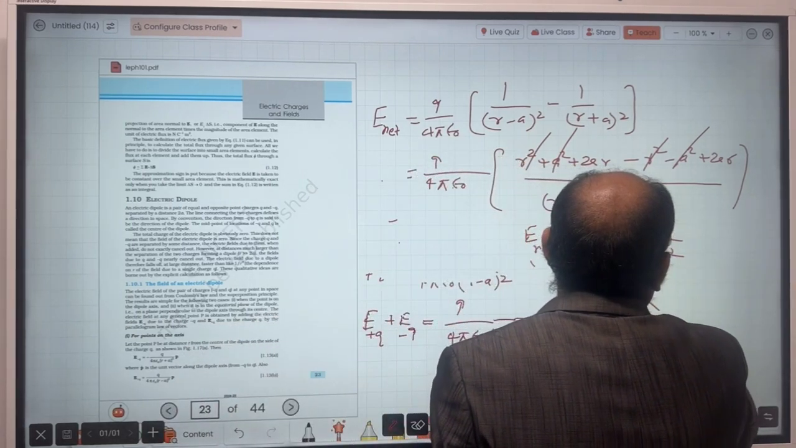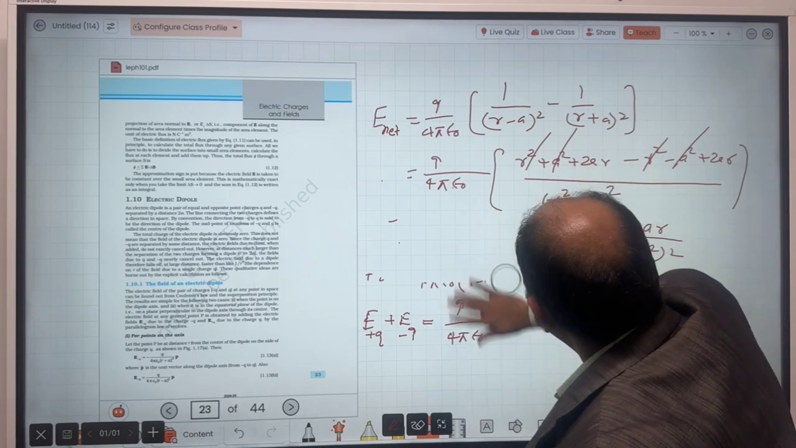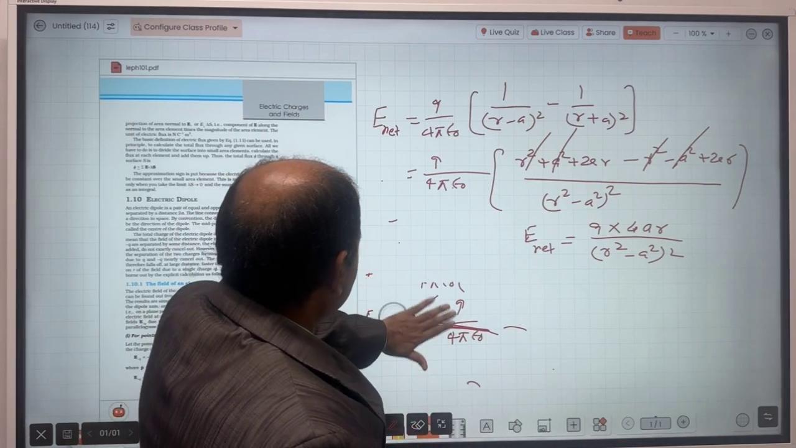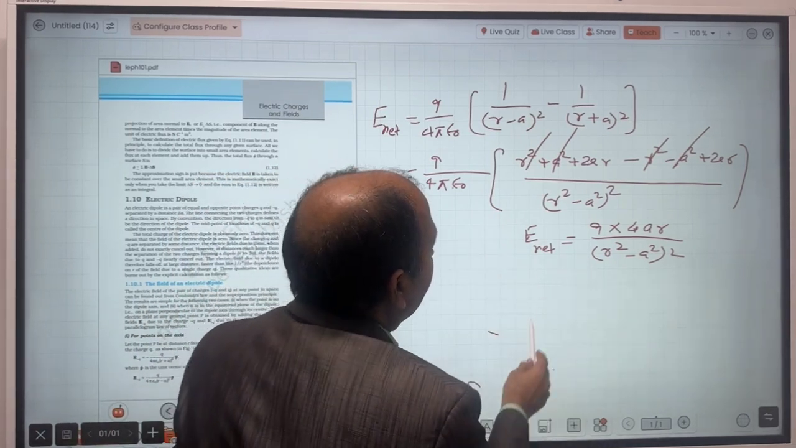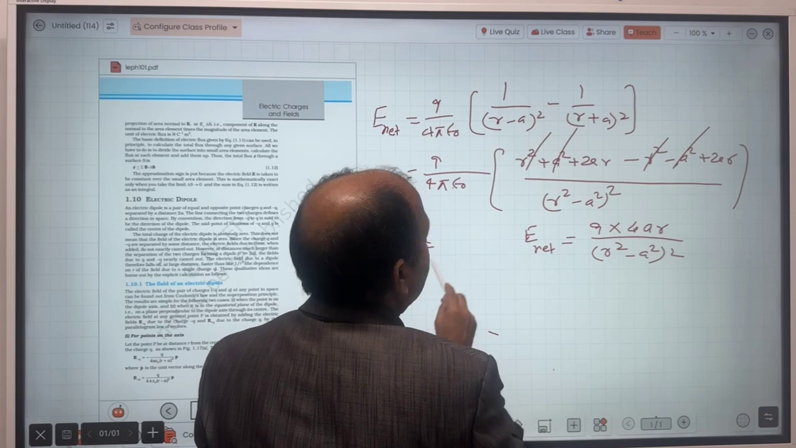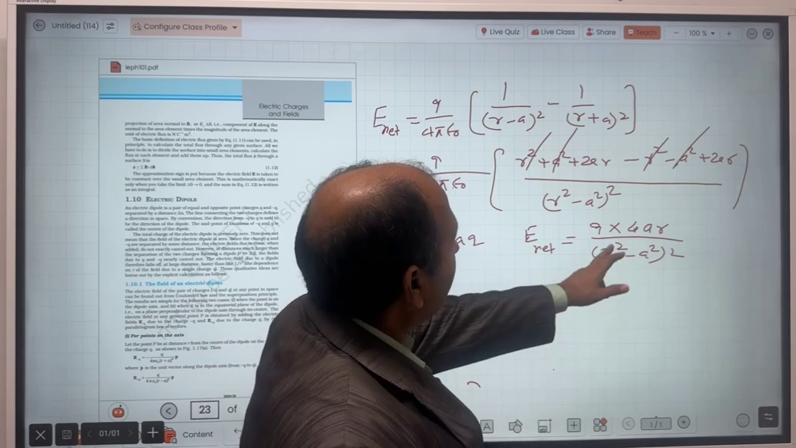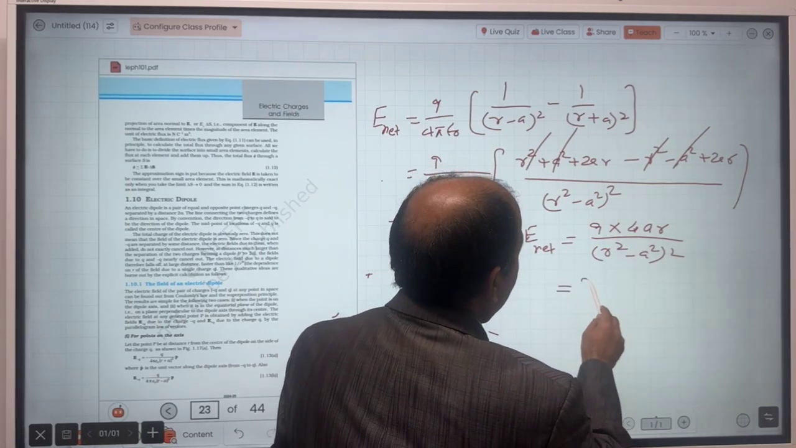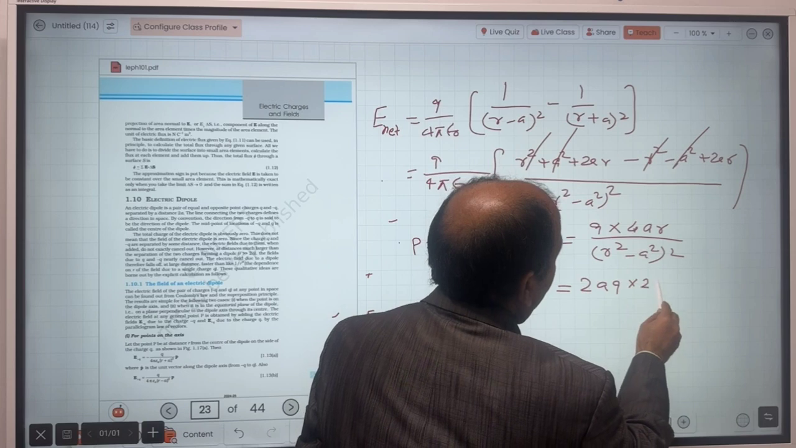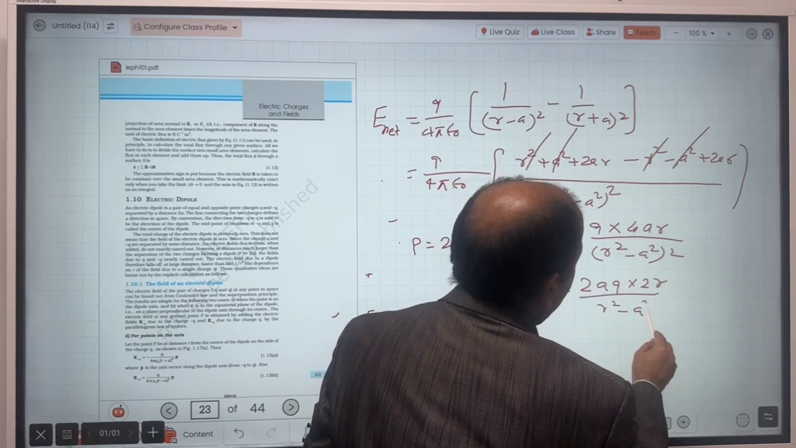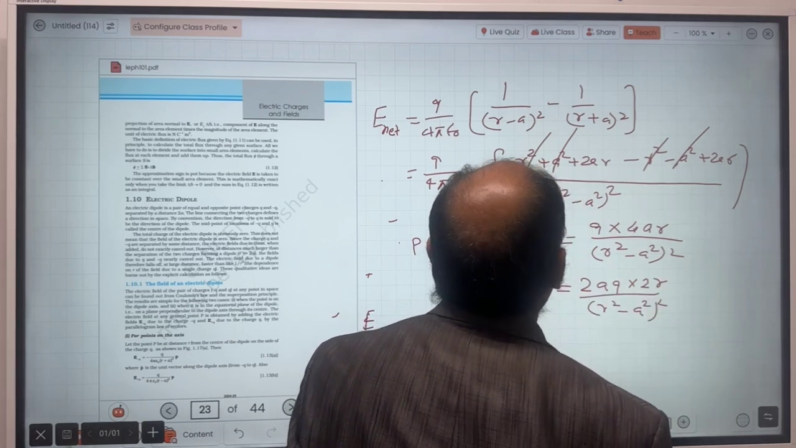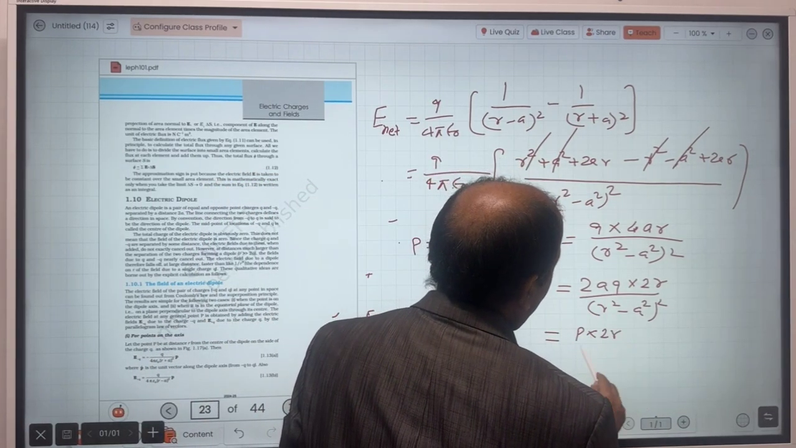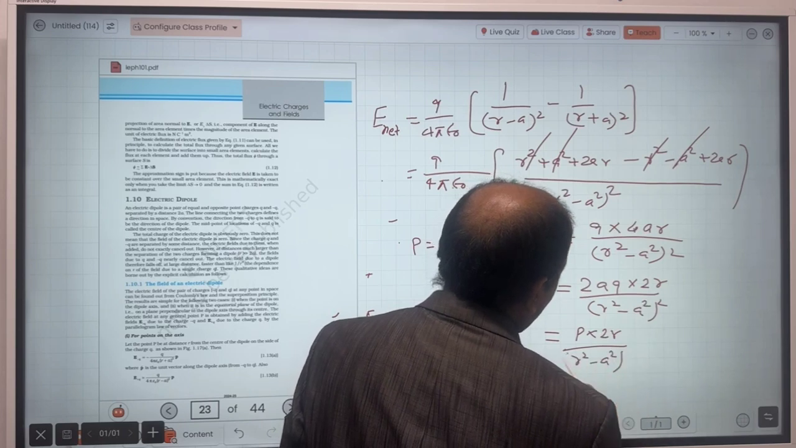Now certain other things can be done. So let's see what those are. We know that the dipole moment P is given by 2AQ. So we can take 2AQ from here, and 2R will be left. So you can write it as 2AQ into 2R divided by R square minus A square whole square. Then 2AQ can be written as P into 2R divided by R square minus A square whole square.